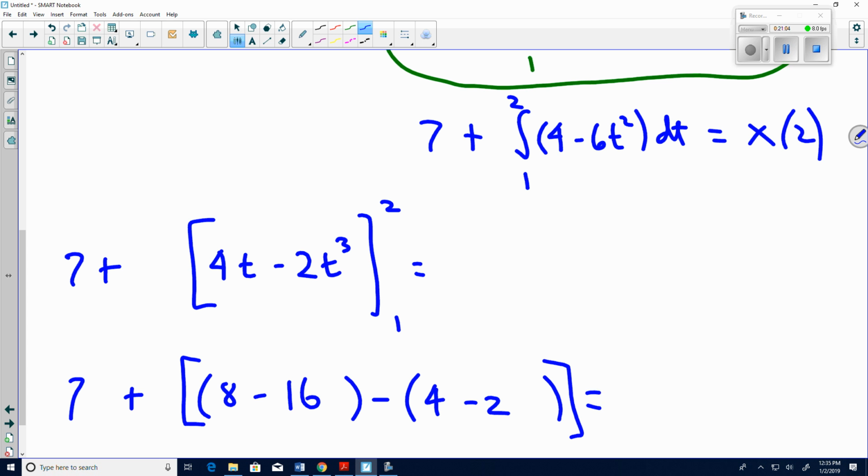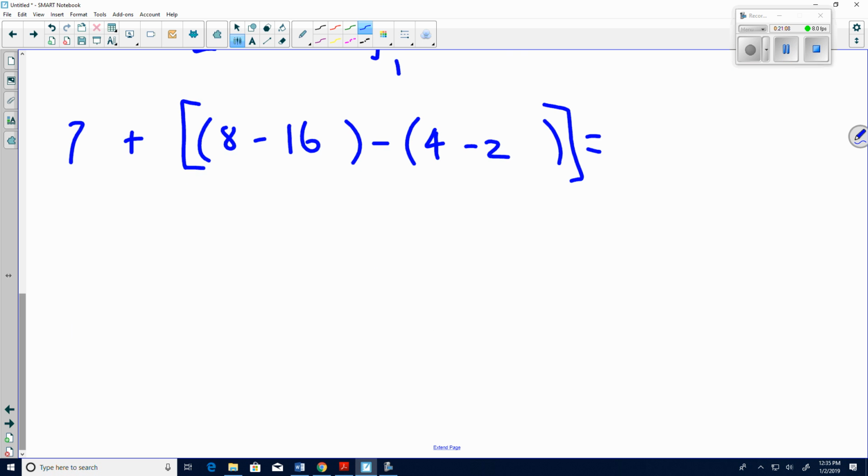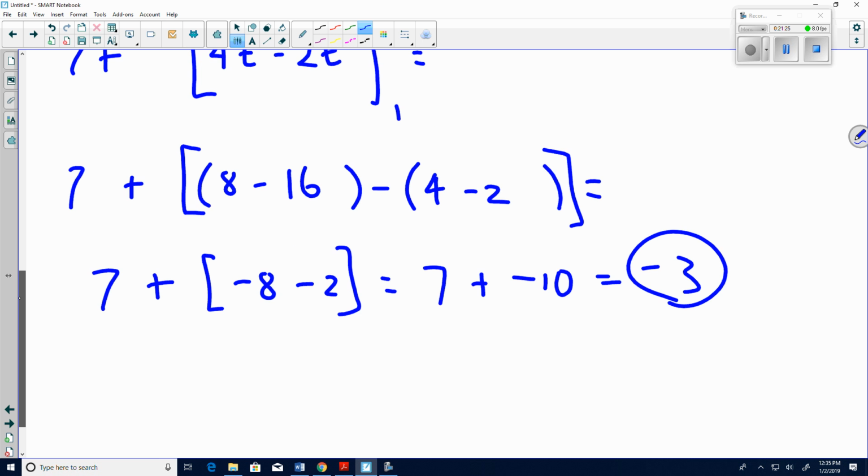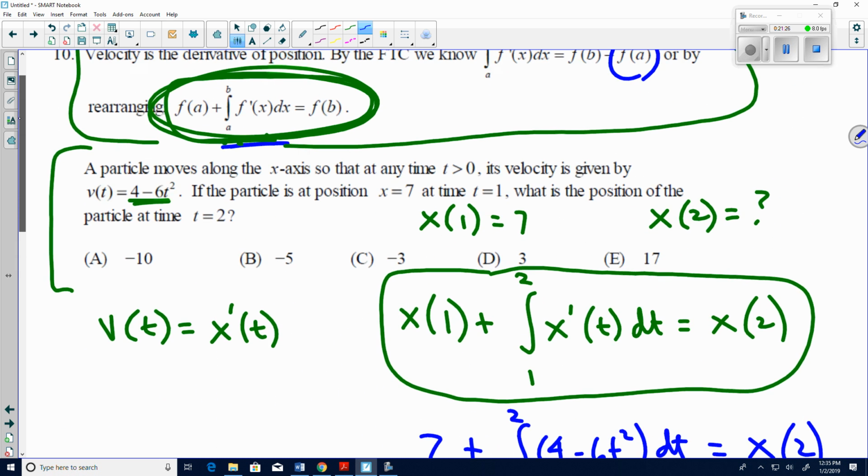Okay, so a little bit of arithmetic. No calculator here, but these numbers are pretty easy. 7 plus 8 minus 16 minus 2, right? So 7 plus a negative 10, which is negative 3. So we find that choice, which is right there. Choice C.